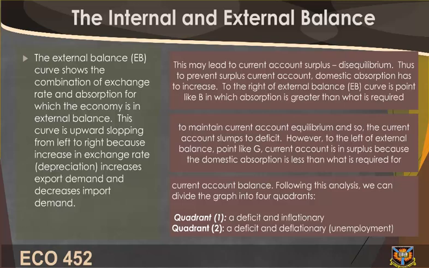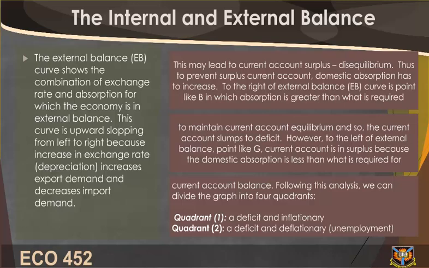This curve is upward sloping from left to right because an increase in exchange rate depreciation increases export demand and decreases import demand. This may lead to a current account surplus disequilibrium. Thus, to prevent a surplus current account, domestic absorption has to increase. To the right of the external balance EB curve is a point like B in which absorption is greater than what is required to maintain current account equilibrium, and so the current account slumps to deficit.